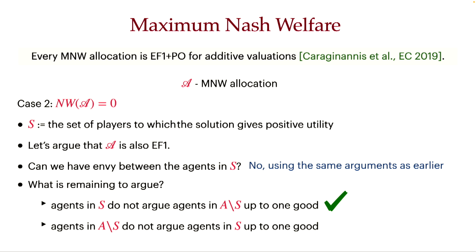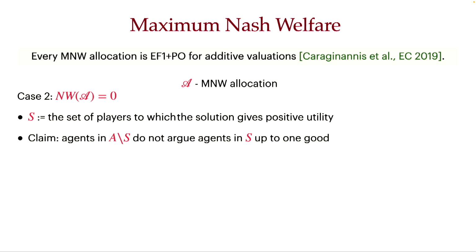Now, what about agents in A minus S? We are not saying they do not envy, we will just argue that they do not envy up to 1 good. But for S to A minus S, they do not even envy. So, now this is what we want to argue, that agents in A minus S do not envy agents in S. Suppose not.